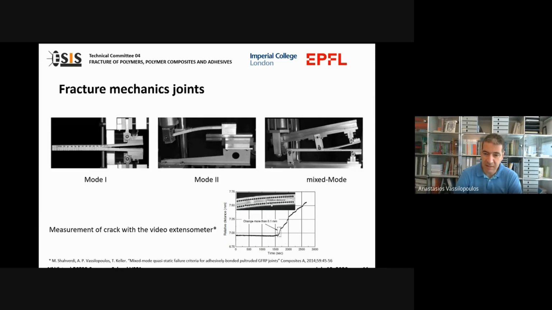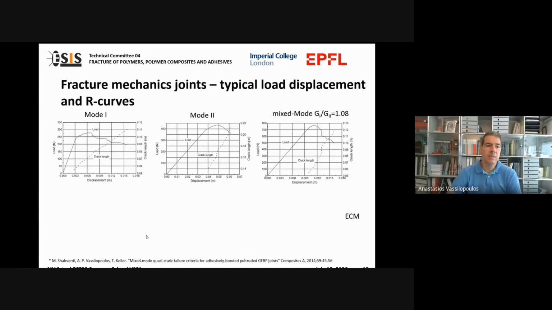When the relative distance increases more than a certain limit, then we can assume that the crack is at this point and it propagates. So by doing this testing, we can have the typical load displacement curves. Mode 1, I will not go into details of these graphs because you've seen them at least twice today. So this is the load displacement curve for mode 1, mode 2, mixed mode, and the dashed line here is the crack length propagation.